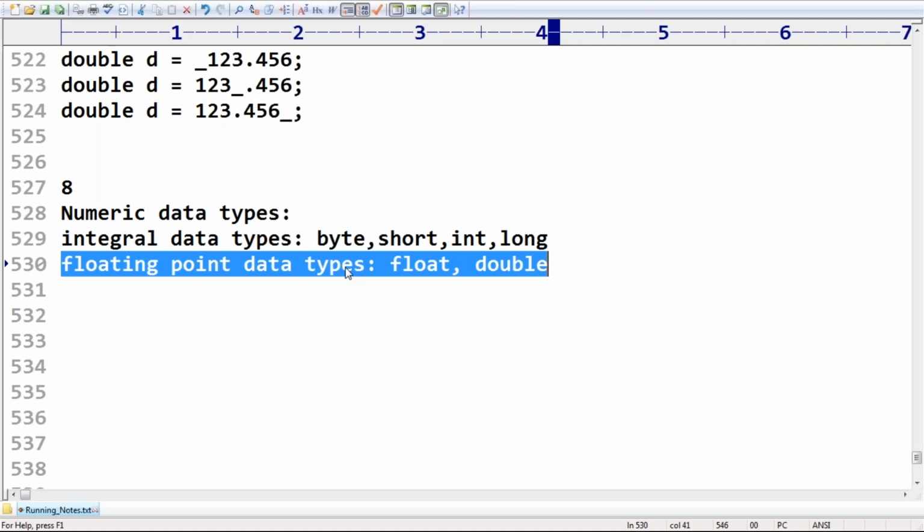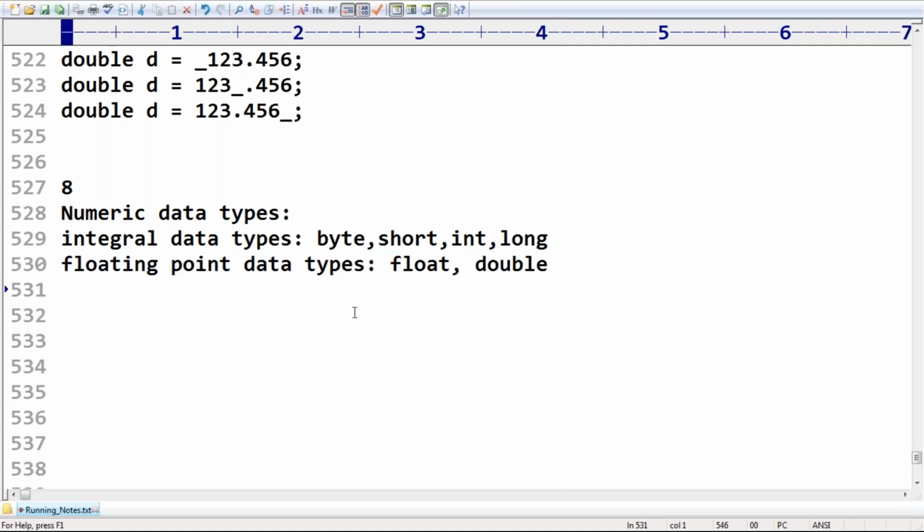Next, for float and double, there is one more way to specify the value. What is that way? It is exponential form, scientific notation. You should be aware of it. The best example: double d = 1.2e3. Is it valid or not?